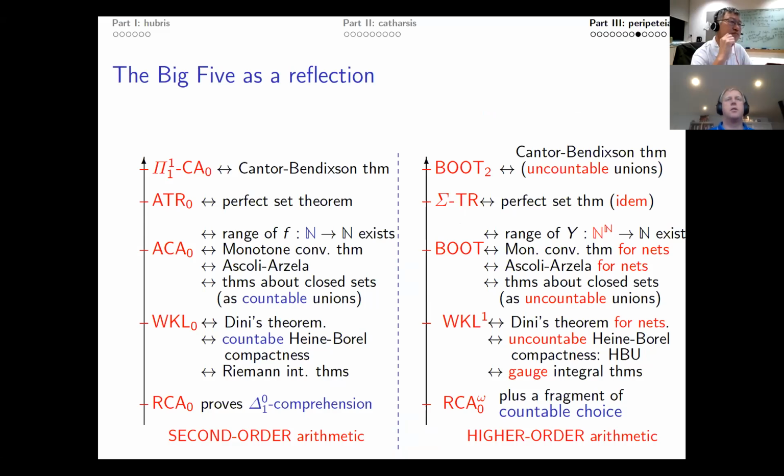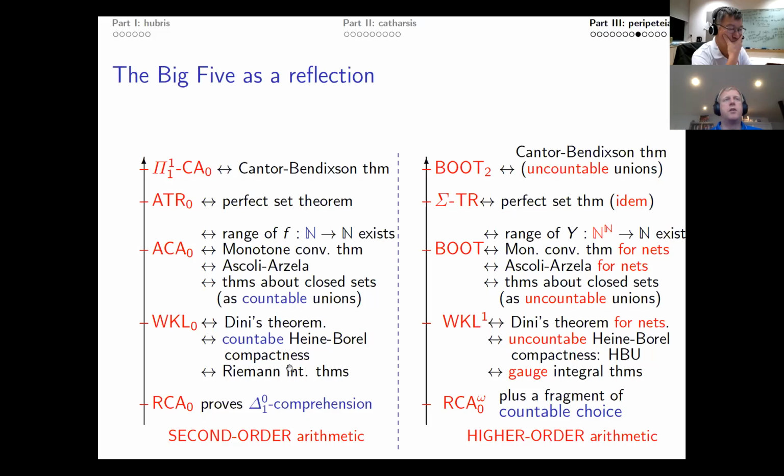So here on the left, we have the big five with many equivalences. And there's actually a higher order generalization in higher order arithmetic. For example, on the left here, we have Dini's theorem, which is equivalent to Heine-Borel for countable covers. And then on the right, we have a similar equivalence, which is much harder to prove: Dini's theorem for nets and Heine-Borel for uncountable covers.